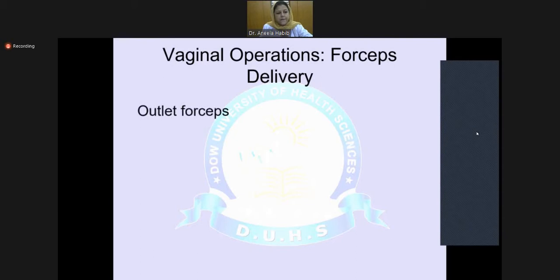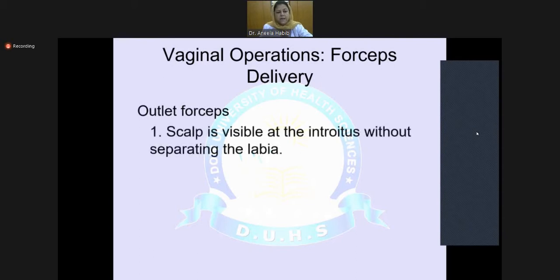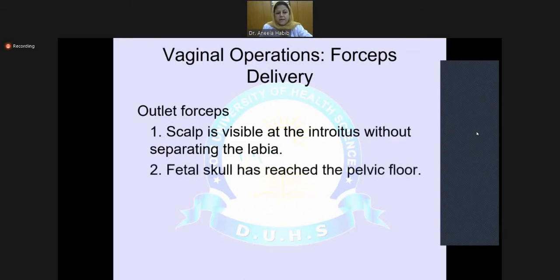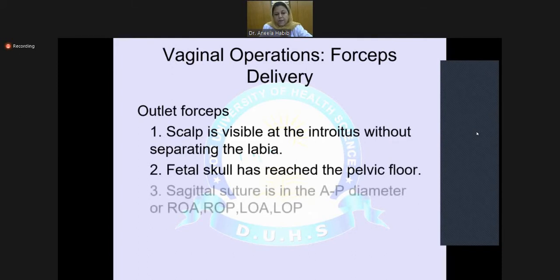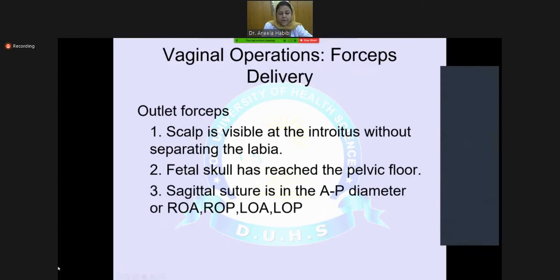Outlet forceps in operative vaginal delivery are applied when the scalp of the baby is visible at the level of the introitus. You can see the presenting part, the scalp, at the introitus, even without separating the labia, bulging out through the labia. The fetal skull has reached the pelvic floor. Sometimes at the pelvic floor you may feel the caput, but the skull of the baby has not truly reached the pelvis.